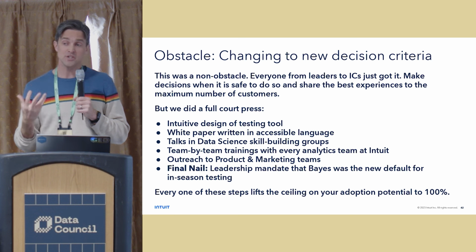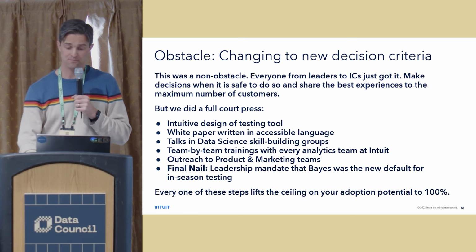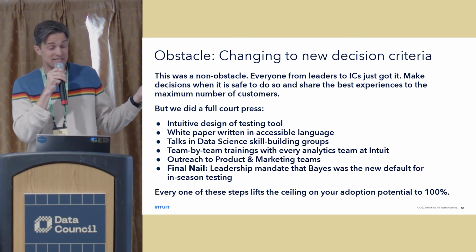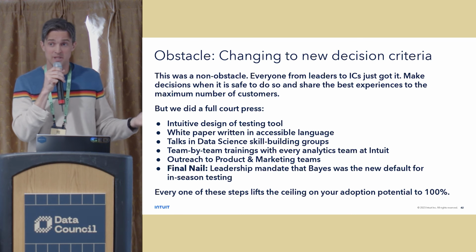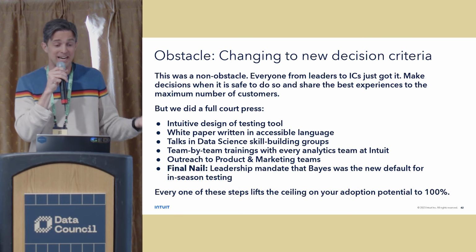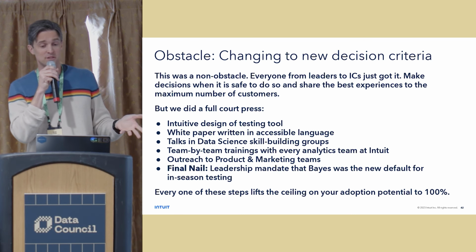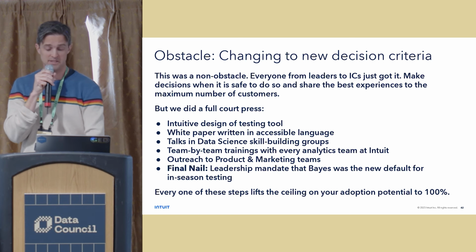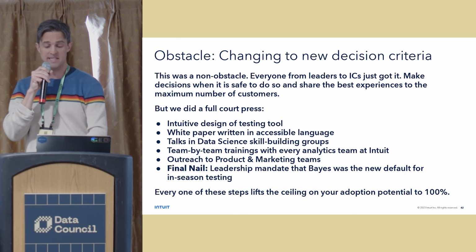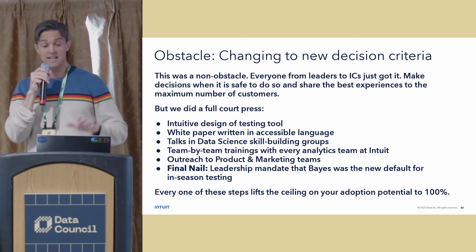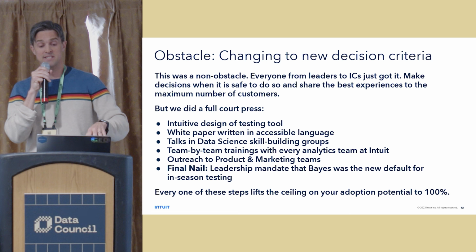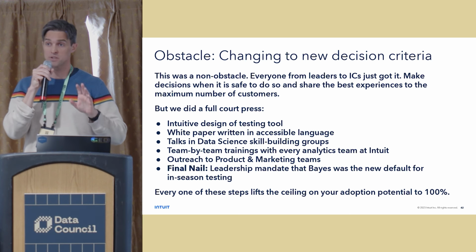The first obstacle is you're changing to a new decision criteria. And to be honest, this was actually a non-obstacle. Everyone from the leadership to the individual contributors, they just got it. Make decisions when it's safe to do so and share the best experiences to the maximum number of customers. But we did a full court press. We had an intuitively designed tool. We had a white paper that was written in accessible language. We gave talks in all of the data science skill building groups. This was really important. We did team-by-team trainings with every analytics team at Intuit.